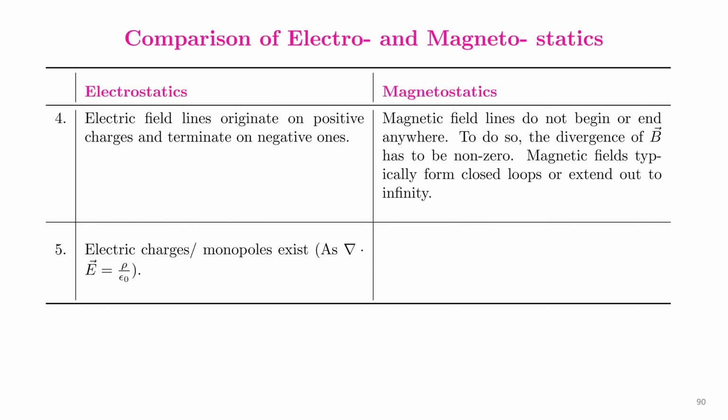From Gauss's law, that is del dot E equal to rho over epsilon 0, we infer that electric charges or electric monopoles exist, whereas magnetic monopoles do not exist as del dot B equal to 0.